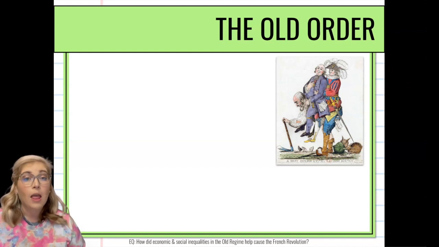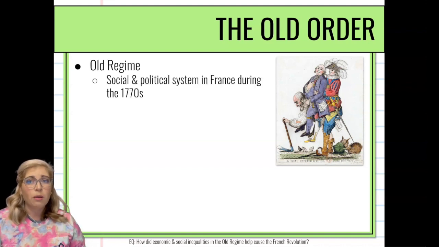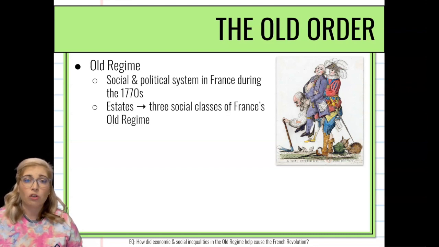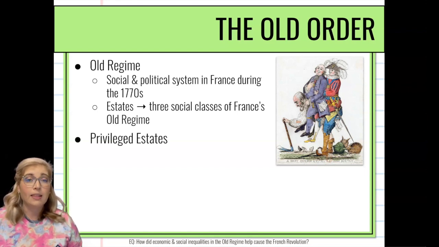Good try. All right. The old order or the old regime. This was a social and political system in France during the 1770s. France was divided into 3 social classes known as estates. These are privileged estates, meaning that different estates had different privileges.